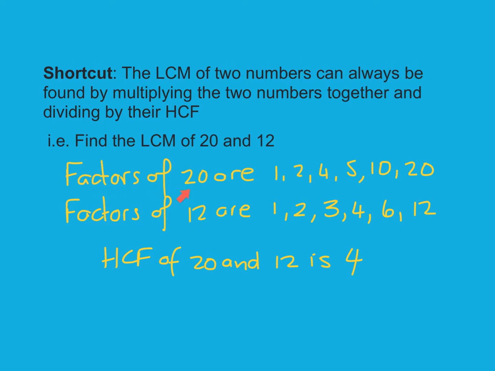Alright, so we've worked out the factors of 20 and also the factors of 12, and we've calculated that the highest common factor is in fact 4. So from there what we do now is we find the lowest common multiple, we multiply 20 by 12 and we divide it by that 4, and our answer is 60. So that is the lowest common multiple for 12 and 20, which is what we proved on the previous slide.